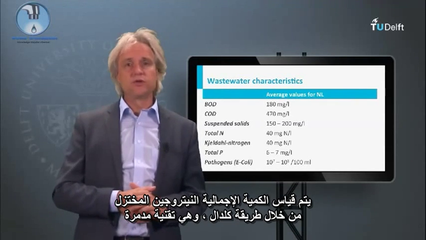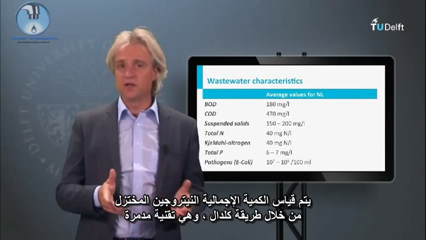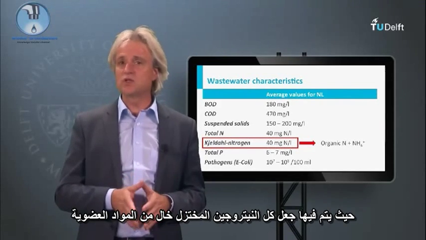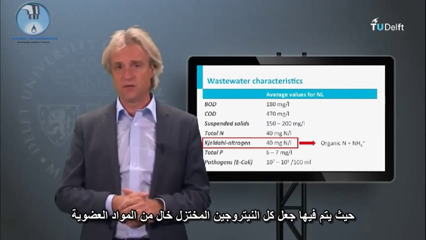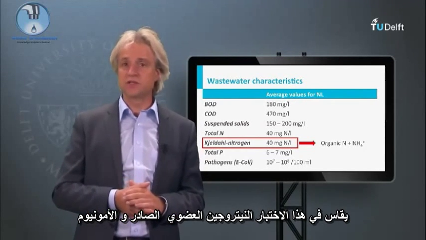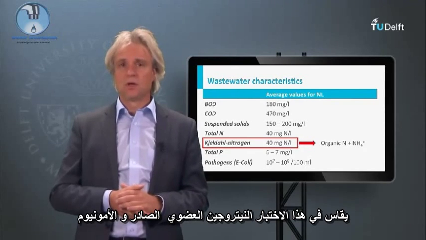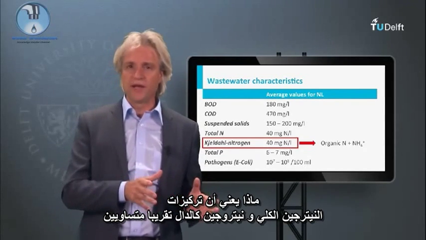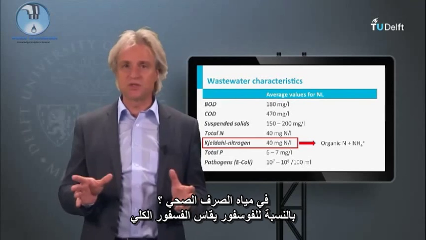The total amount of reduced nitrogen is measured by the Kjeldahl method, a destructive technique in which all reduced N is made free from organic matter. The released organic N, as well as the ammonium, is measured in this test. What does it mean that the concentration of total N and Kjeldahl N are about the same in the sewage?